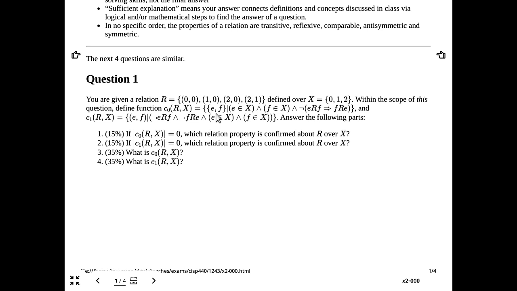So we'll take a look at C0 first and try to figure out what it is trying to say. R is the relation, X is the set that contains the elements. This R really does not have much to do with this R over here, and this X does not have anything to do with this X over here. They're just coincidentally named the same, because they are parameters used in the expression here.